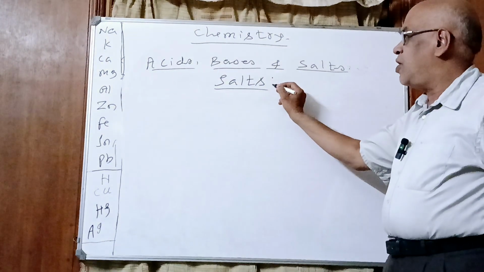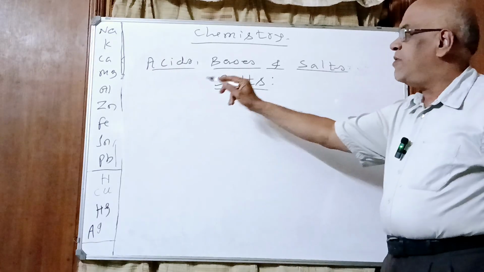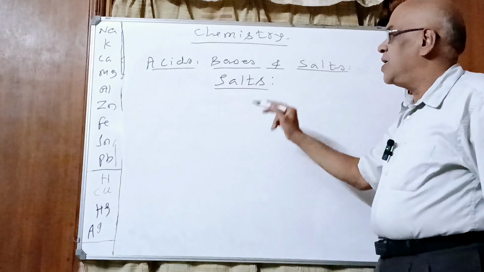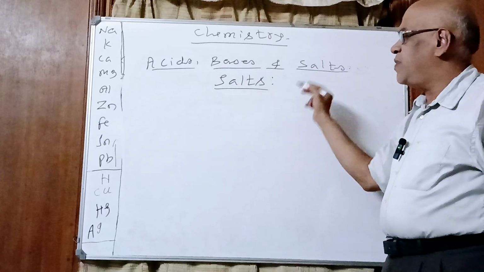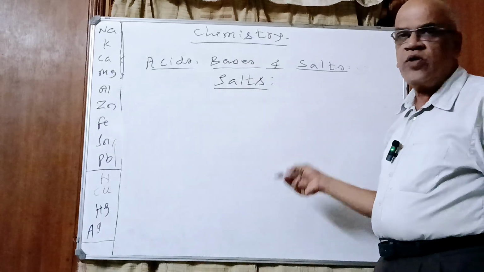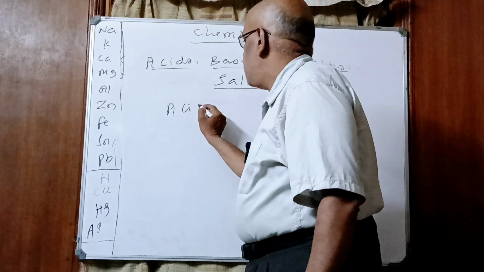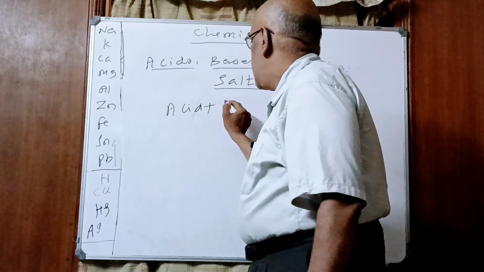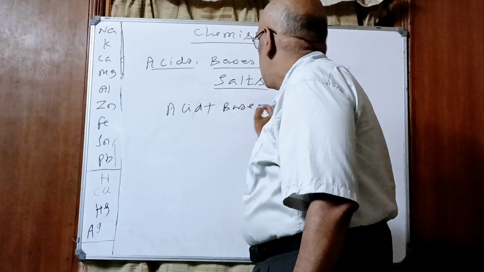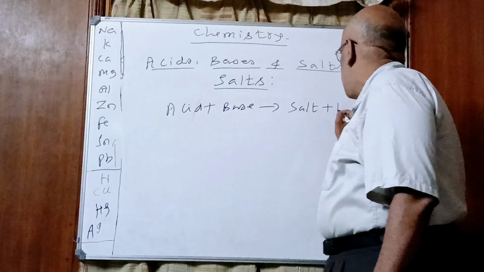Children, next topic, salts. What are salts? Already we discussed. Name of the chapter: acids, bases, salts. Salts are compounds. How are they formed? Whenever an acid reacts with a base, the compound formed is called salt. So, what is salt? Salt is a compound formed whenever an acid reacts with a base. The compounds formed are salt and water.